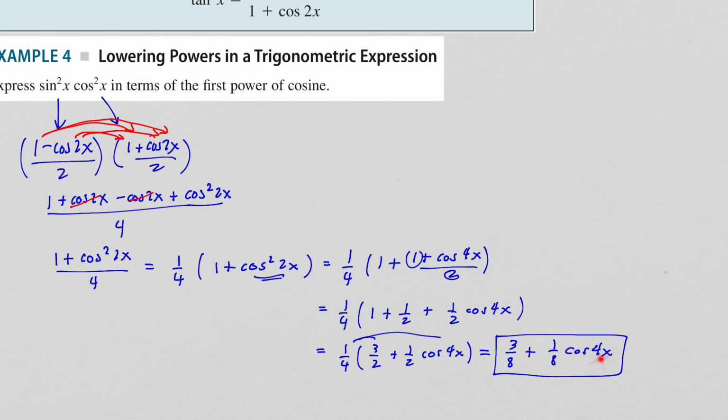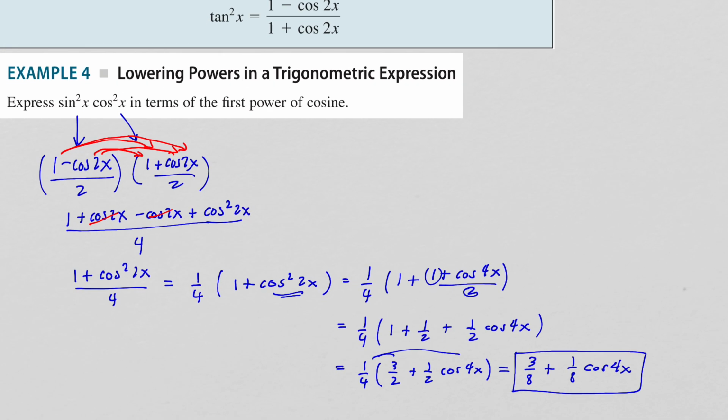Now it's okay that we have the 4x here. They didn't say anything about that. We just want cosine to be raised to the first power, and we've accomplished that. And by the way, this is something that is very useful in calculus.